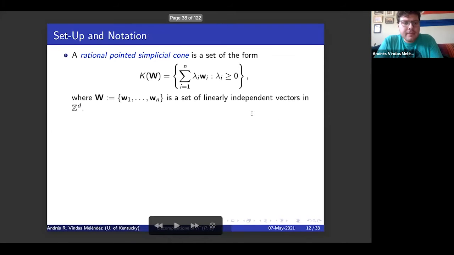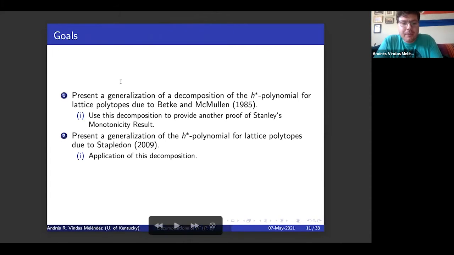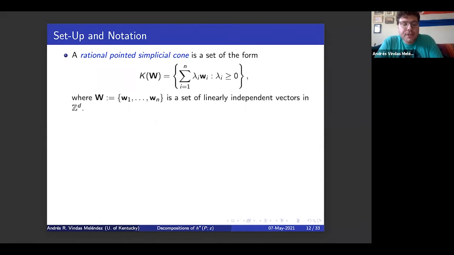Awesome. Just to say again what I'm going to do, I'm going to show two generalizations of the decompositions of the H star polynomials that hold for lattice polytopes, and we'll do it for rational polytopes. One of them is due to Betke and McMullen, and one of them is due to Stapledon. Okay, so first, some setup and notation.